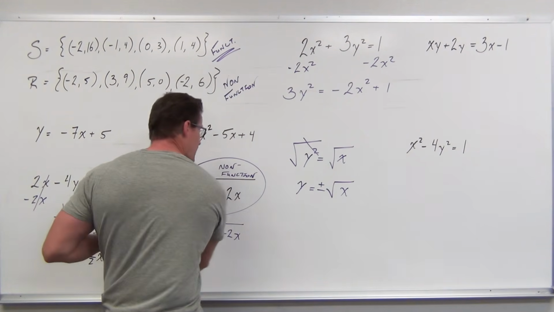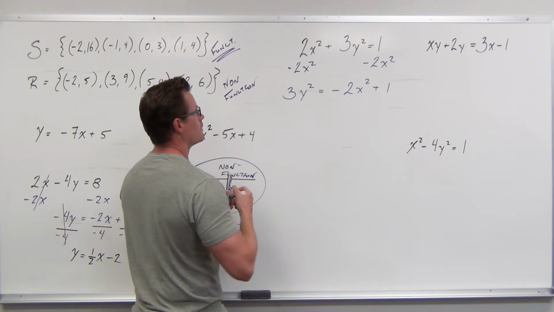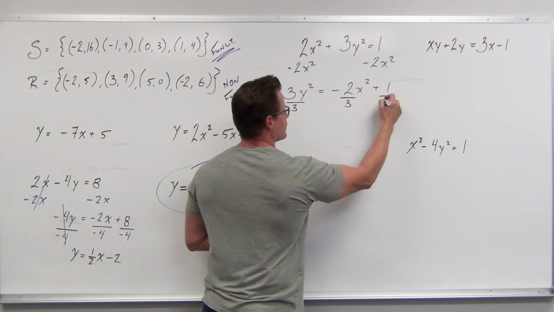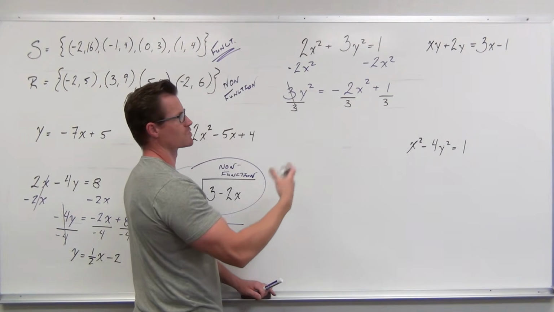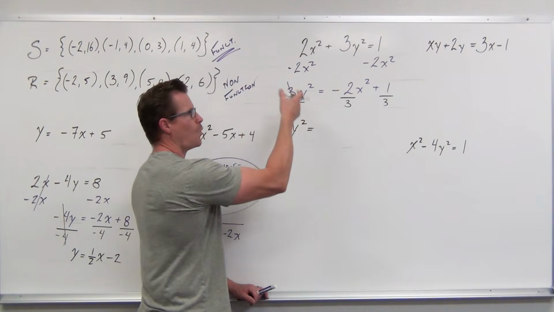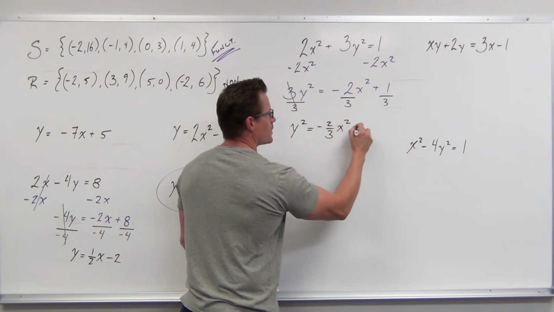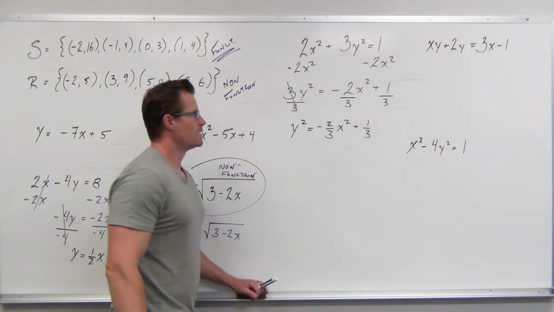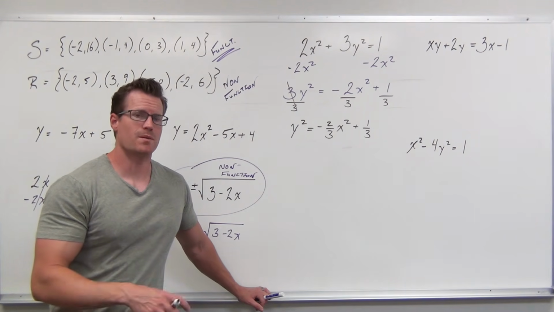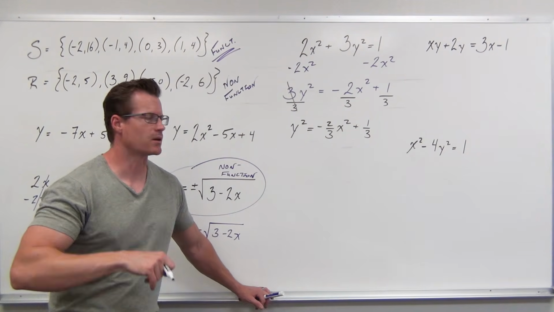divide by 3 and get something kind of awkward. Really, who cares if it's a fraction? We're just seeing if it's a function or not. And we end with, oh, there it is. y squared equals negative 2/3 x squared plus 1/3. Is that solved for y? No. Solve for y means I have y by itself, no powers, no coefficients, no nothing around it.